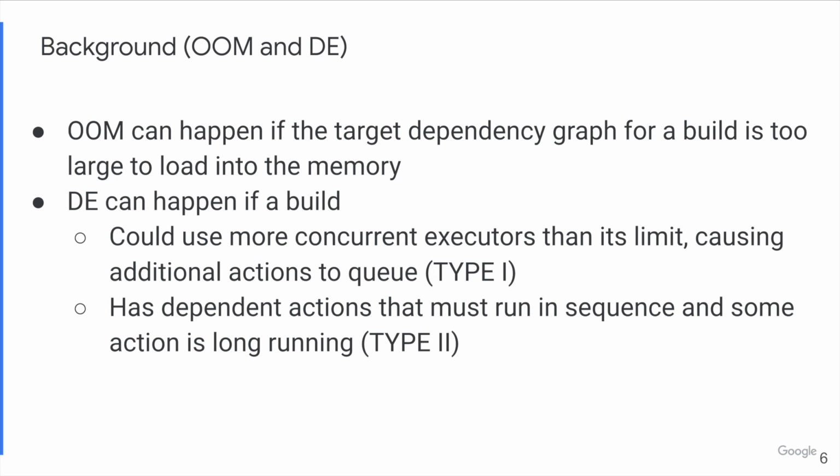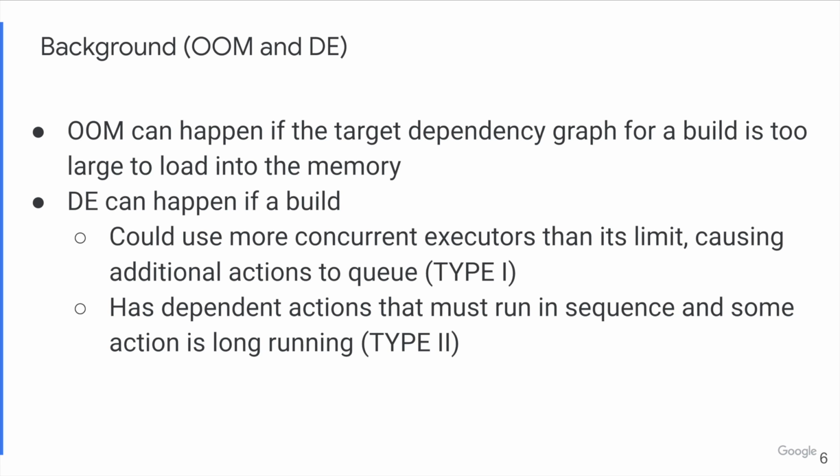Specifically, out-of-memory can happen if the target dependency graph for a build is too large to load into the memory, which can happen if you run too many targets in a single build. A deadline-exceeded error can happen if a build could use more concurrent executors than its limit, causing additional actions to queue. We call this kind of deadline-exceeded error type 1 deadline-exceeded error.